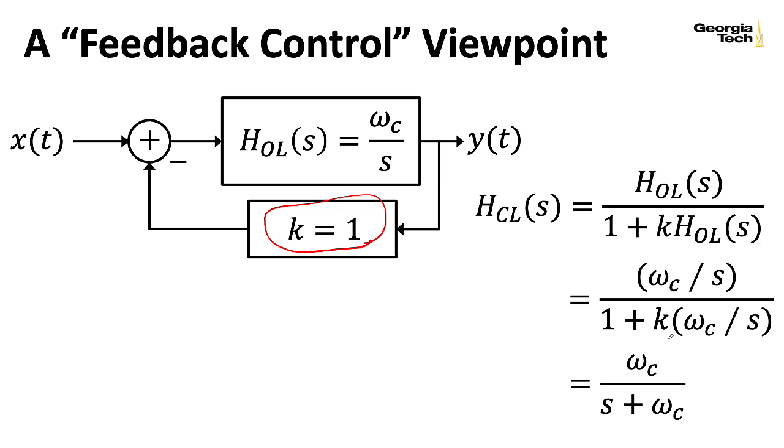And I've let k equal 1, so the k goes away. And then I can take the numerator and the denominator and multiply them both by s to clear out the fraction there. And I'm left with omega c over s plus omega c. And conveniently, this is the transfer function of a first-order low-pass filter with a half-power cutoff point of omega c, which justifies me calling this omega c to begin with.